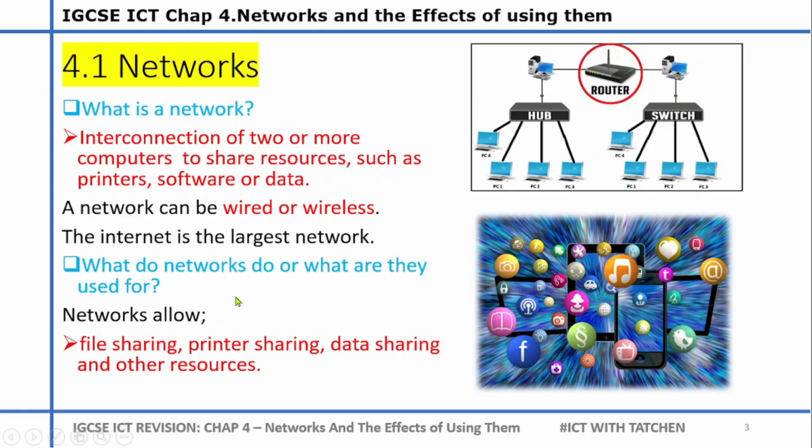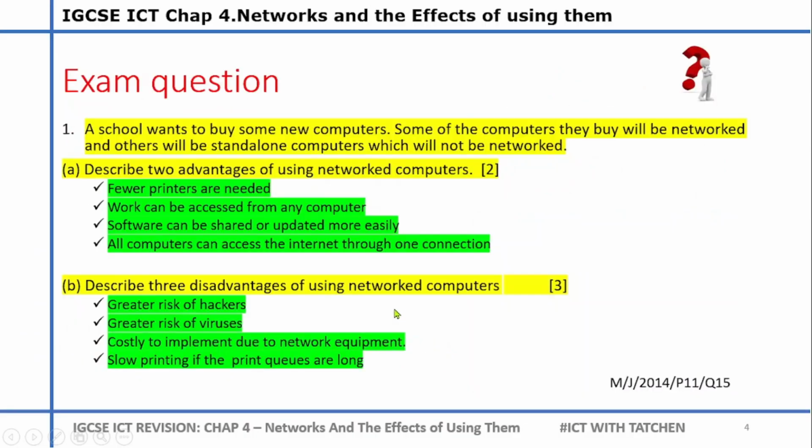Now, what do networks do, or what are they used for? So what do we use networks for? Basically, networks allow file sharing, printer sharing, data sharing, and other resources. So mainly these are the uses of computer networks.